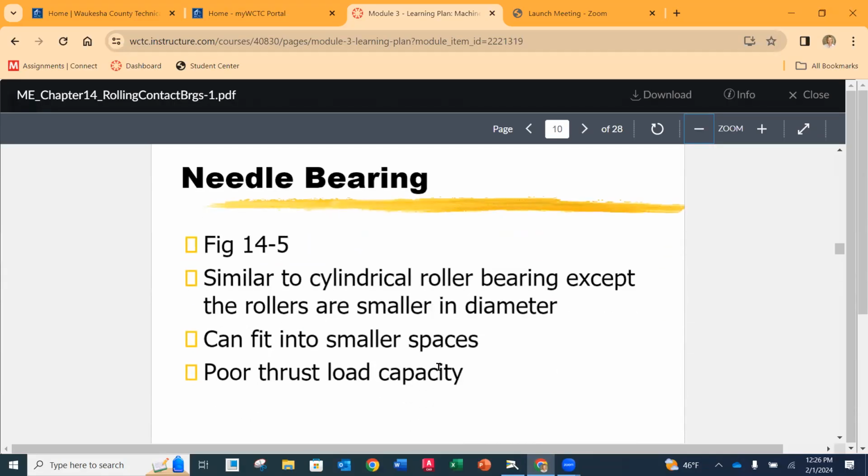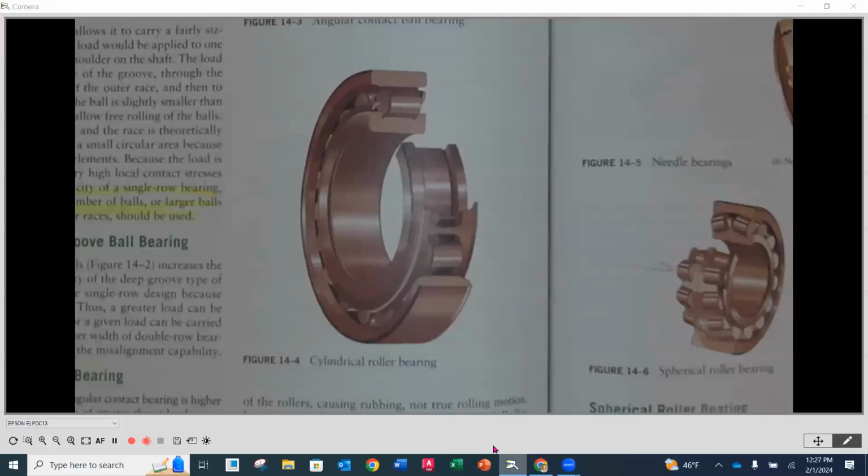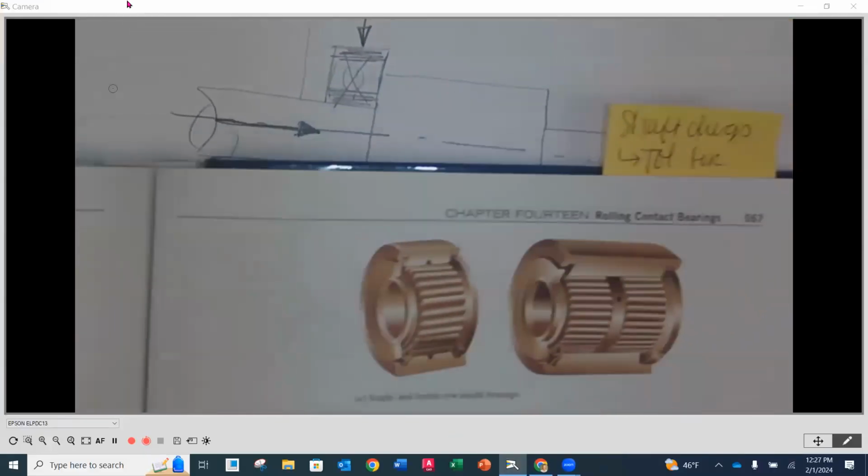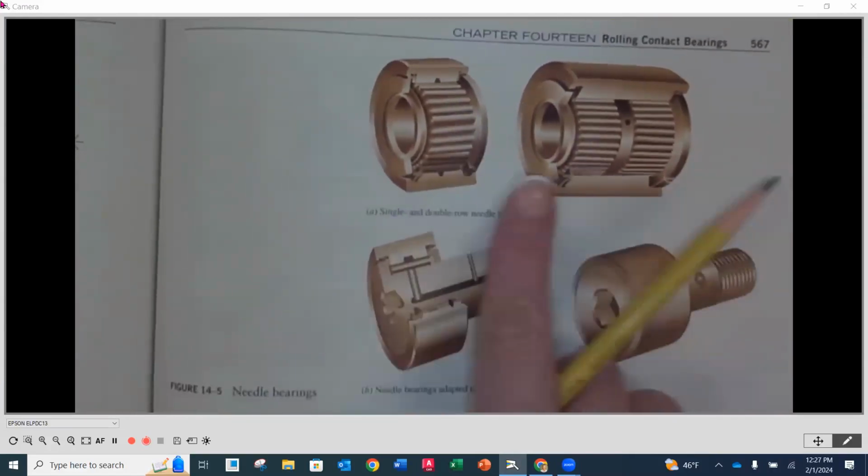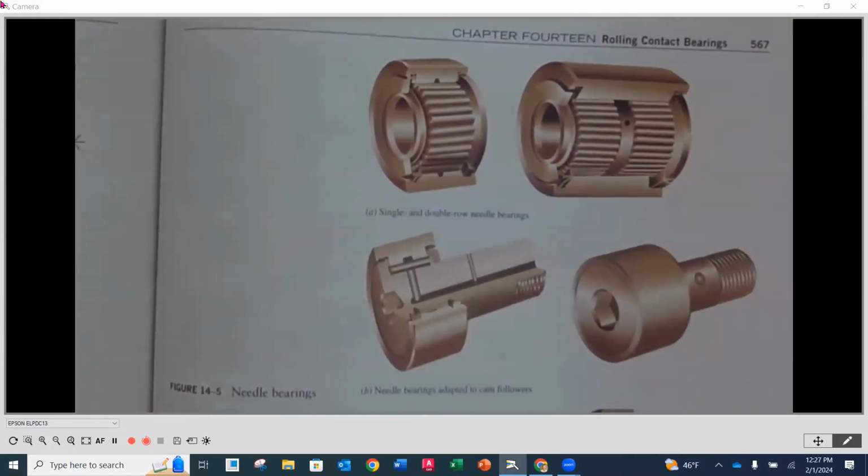The next one is a needle bearing. A needle bearing is a version of the roller bearing. The only difference is that the needle bearing has a much smaller diameter. They're just smaller on that diameter. The needle bearings are up on the next page. You'll notice that again you've got rollers, but they're just a lot smaller.